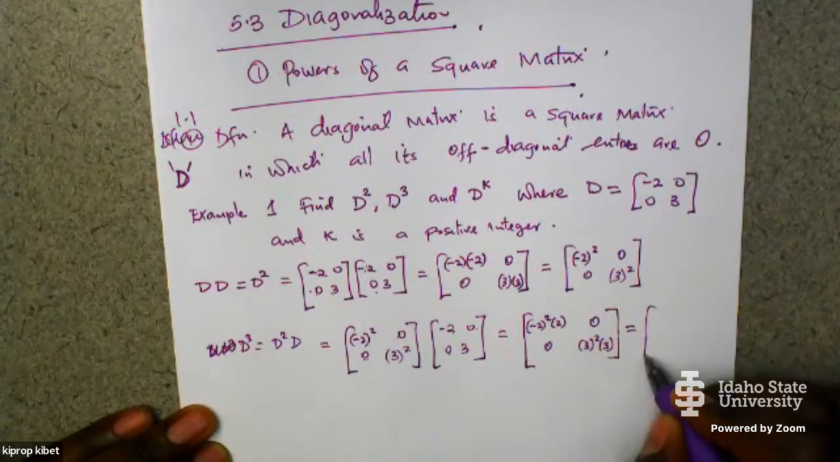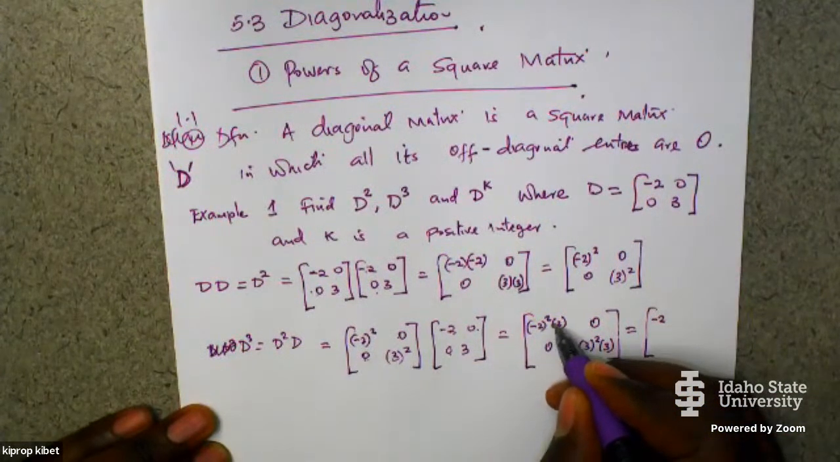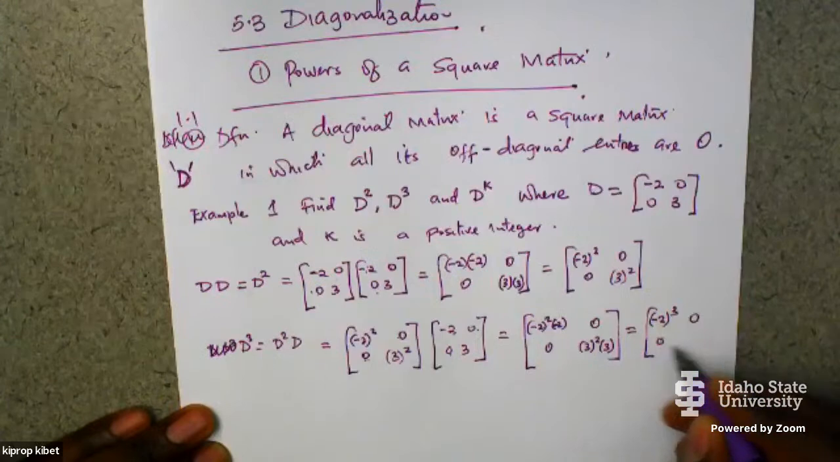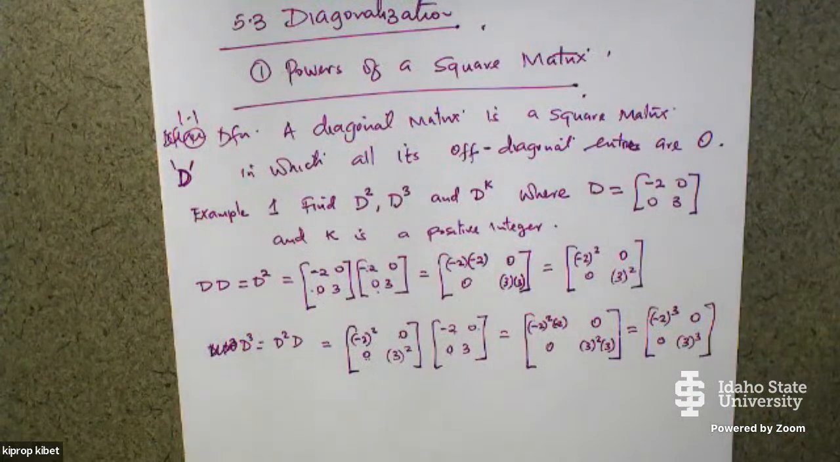Finally, this is the same as -2. There are how many of them? Sorry, this is -2. So -2 there, 0, 0, 3 raised to 3. Right? So you can continue like that. Basically, if this is cube, then you cube the values here. If it is square, then you just square those values here.